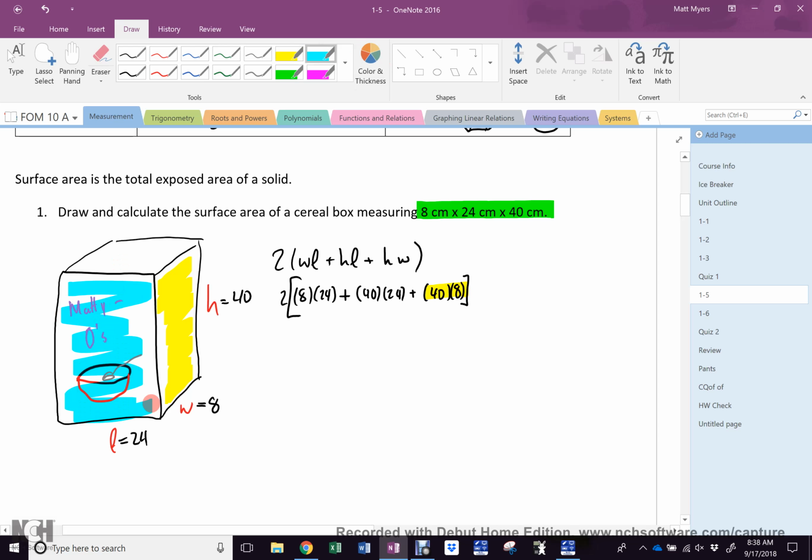Length times height. Now, if it was just a rectangle, we'd call it length times width, wouldn't we? Okay, and that's 40 times 24, and that's right there, yeah? And then there's this one. How would we find that guy? Length. That one is length times width the way we've labeled it, and it's right there, agreed?